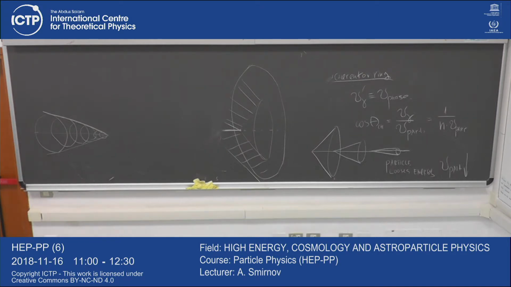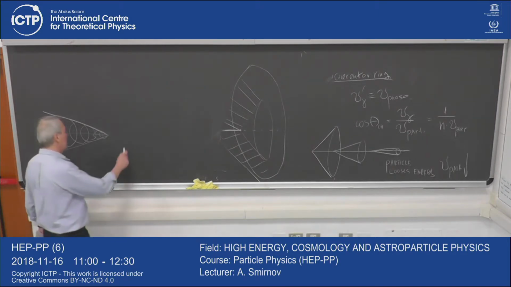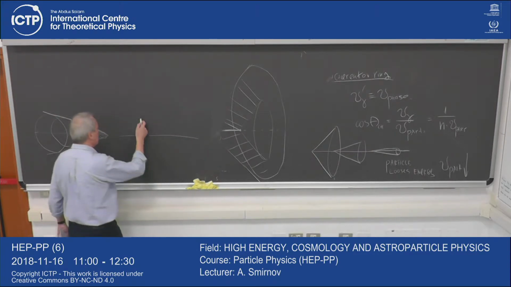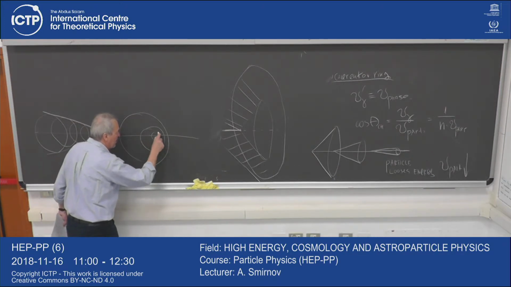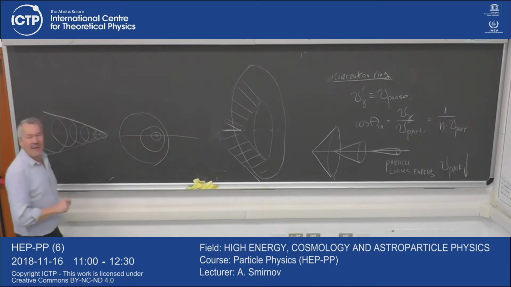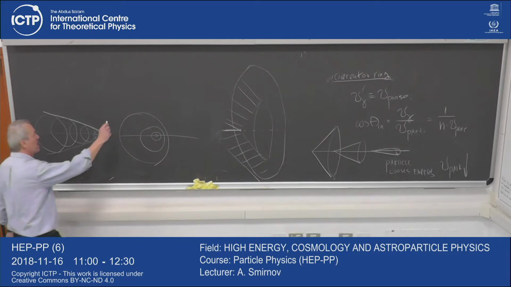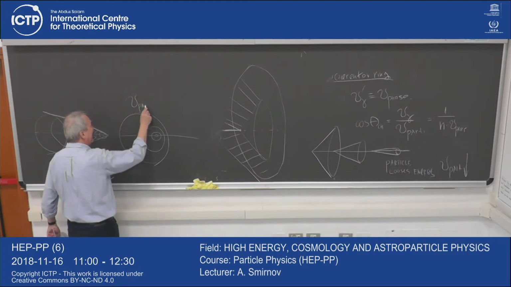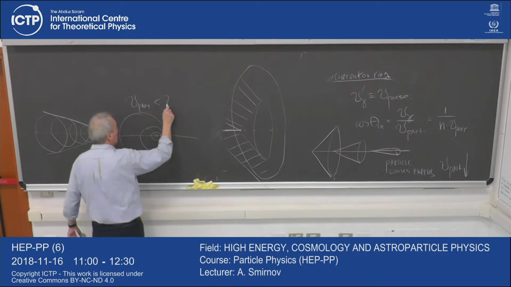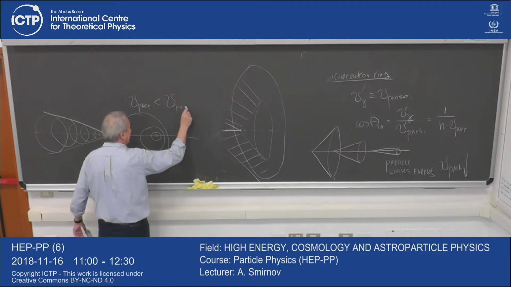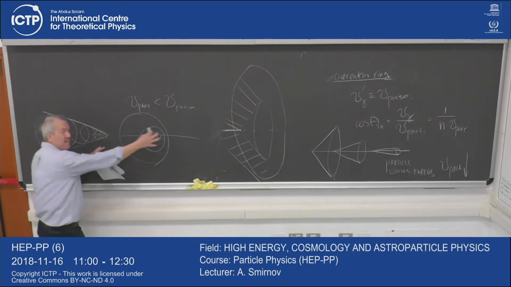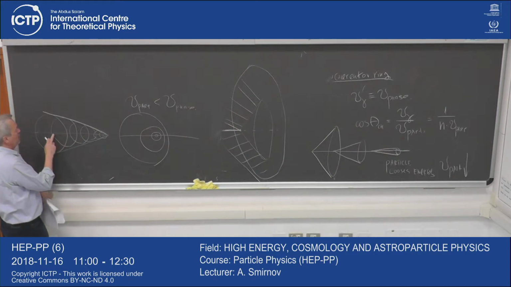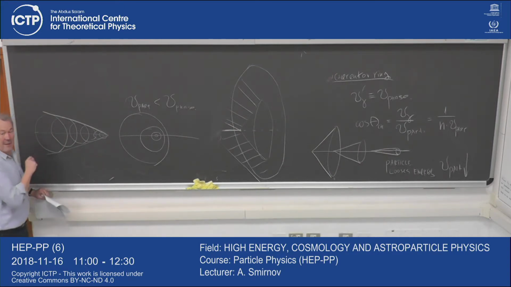Now, if the particle moves slower than the velocity of light, then what you will have is the following. The spheres will be one inside another because the particle moves slower. So that would be the case where V particle is smaller than V phase. So the light propagates faster, right? Here you see what's going on.